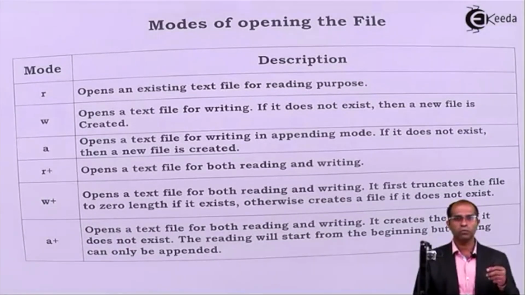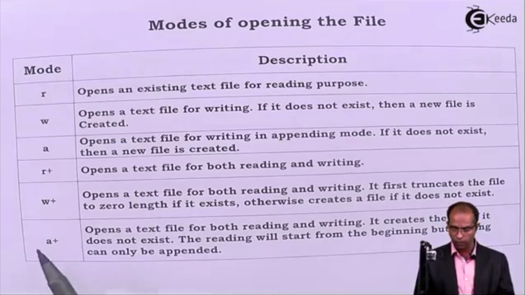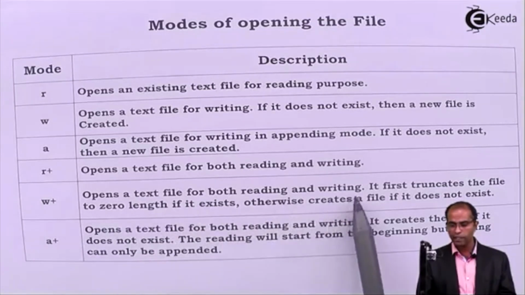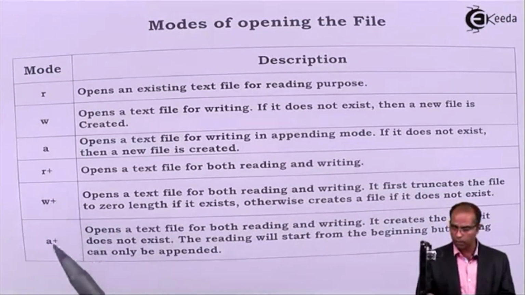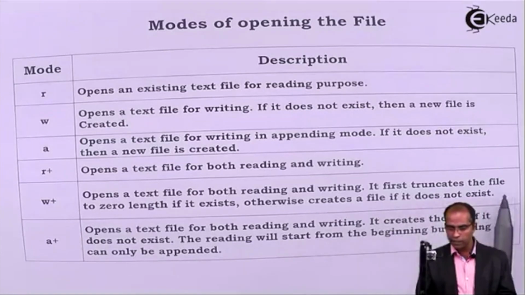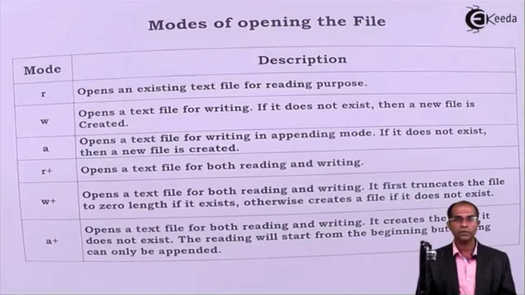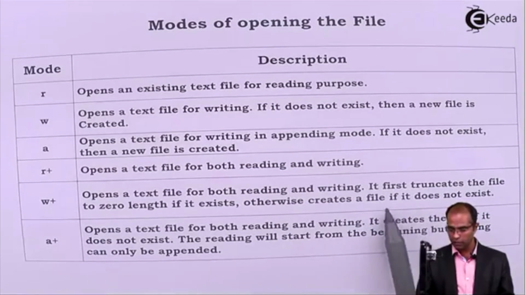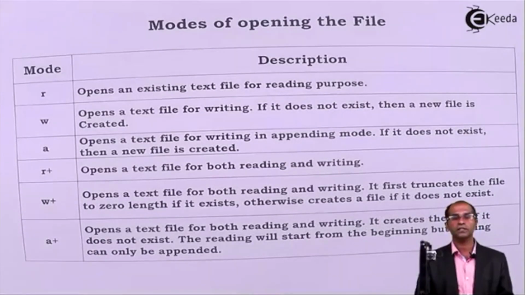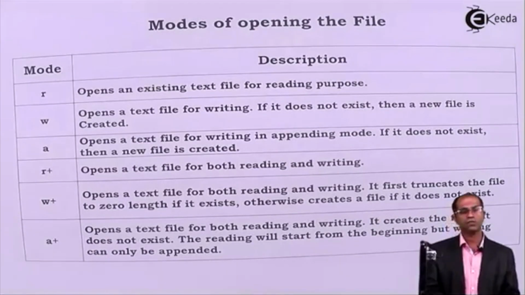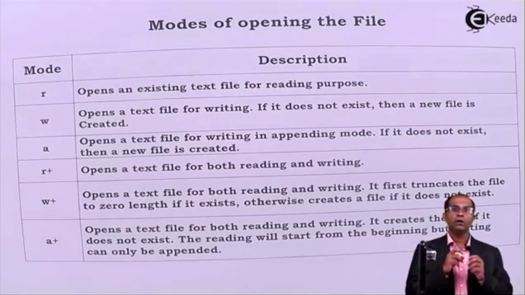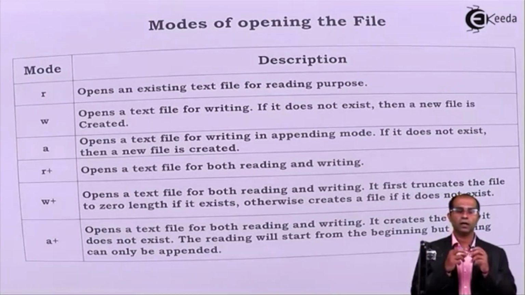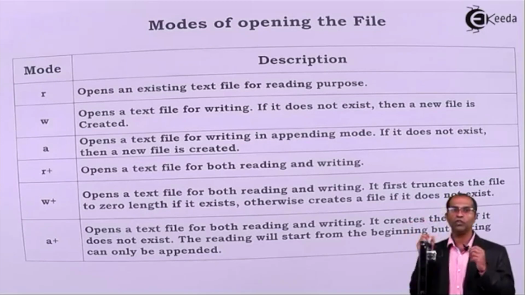If you want to do multiple operations on a file, in that case, W plus opens a text file for both reading and writing, similar to R plus. It first truncates the file to zero length if it exists. If it exists, it will truncate all the contents to 0 bytes. Otherwise, it creates the file if it does not exist. If a file does not exist, obviously it will now write this content onto a new file.